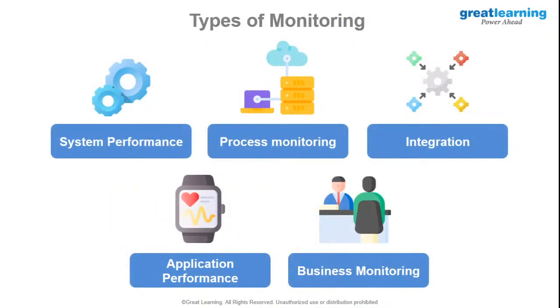Now let's talk about different types of monitoring. We have system performance, process monitoring, integration, application performance, and business monitoring. I won't go into detail about this because you guys already know. System performance is CPU and memory usage for the whole system. Process monitoring is the same but for processes. Integration is where you check how the different parts of your software are attached together and how they're interacting. Are they doing fine or are they crashing? What is the issue? And application performance is checking how your software is working, the heartbeat of it, and whether it's doing well or not.